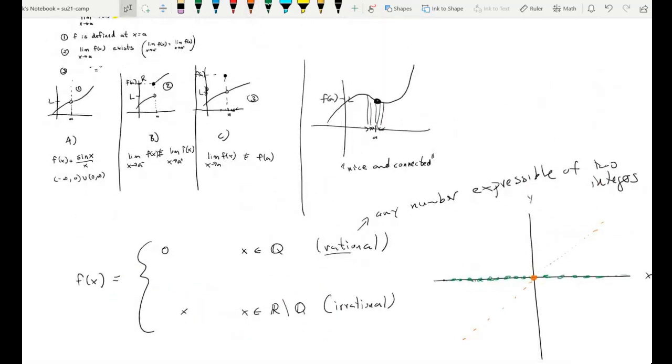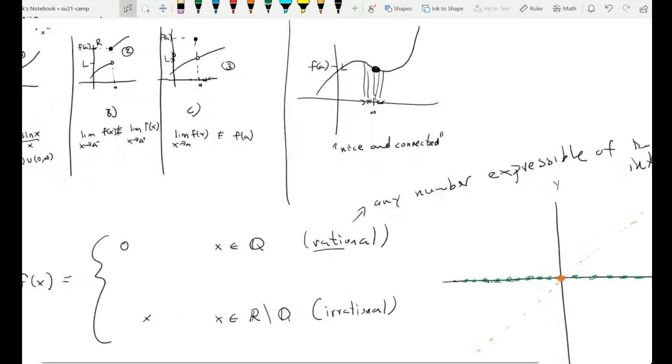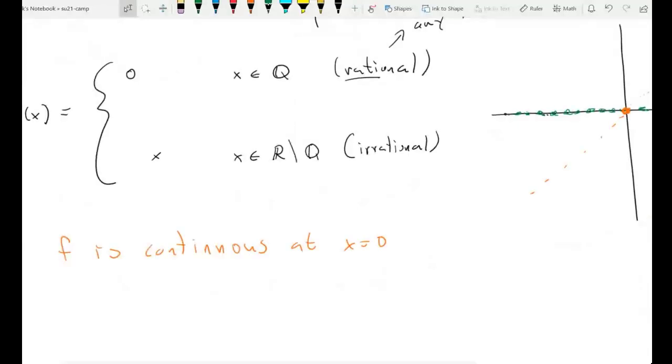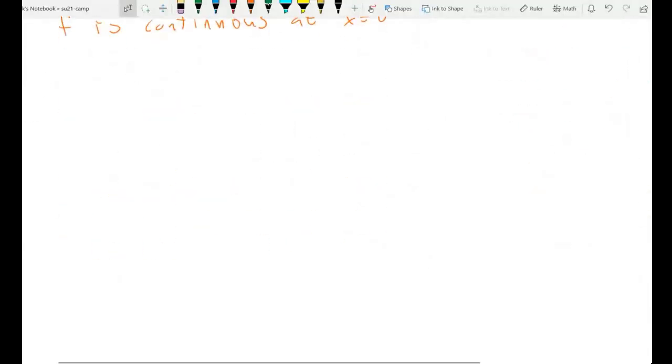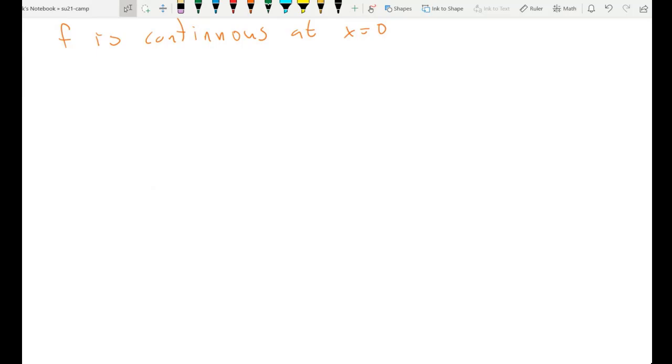So now we're going to look at where this comes into play in your class. What kind of functions will they give you and then ask you, is the function continuous here or not? Well, often you'll see what you might know as piecewise functions, or piecewise defined functions. A piecewise defined function is one which is defined differently depending on what value of x you're looking at.